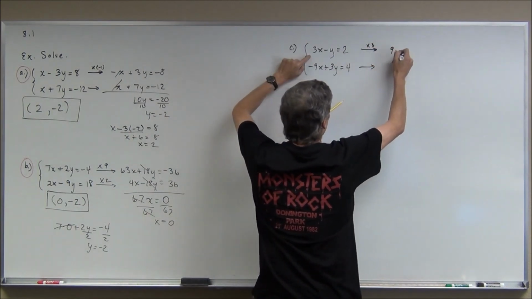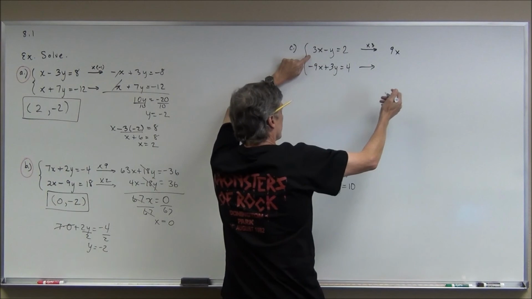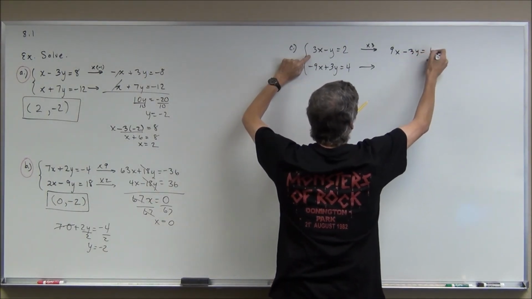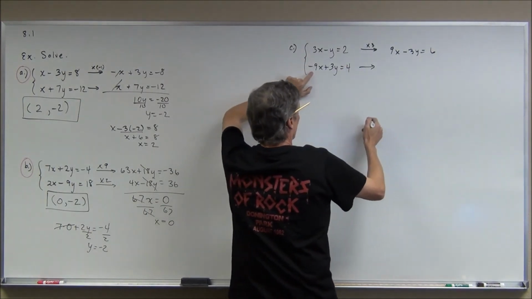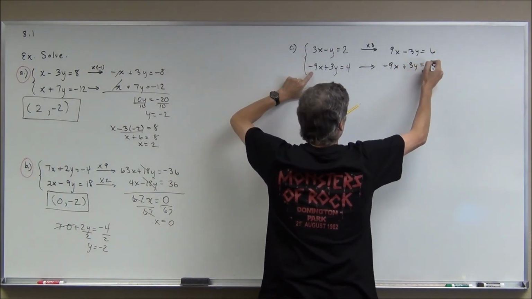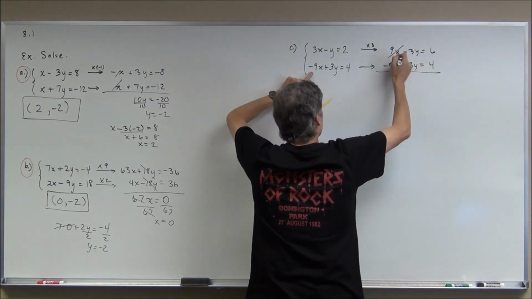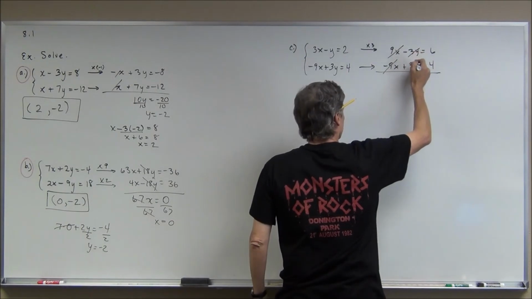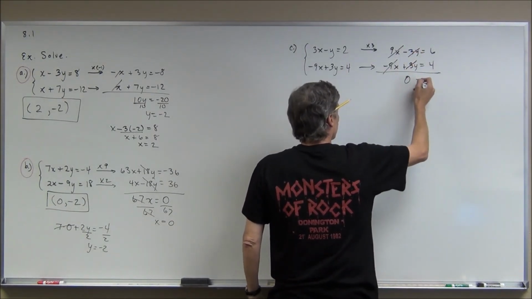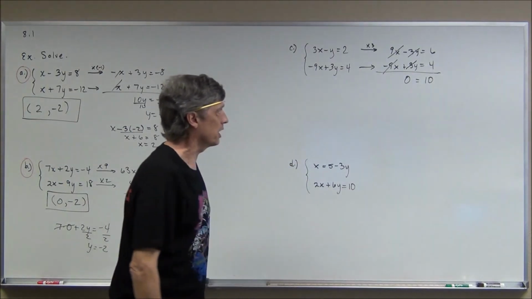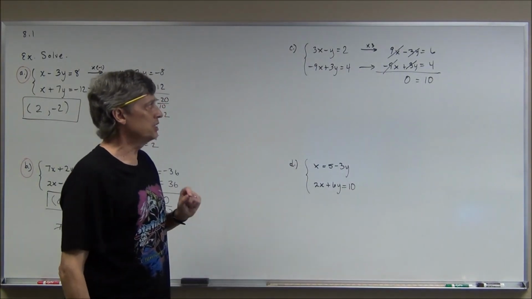I'm going to get 9x, it's so convenient when they're already in standard form. 9x minus 3y equals 6. Don't forget to multiply the constant, and over here, this stays the same. And it looks like, yes, my x's are going to cancel out. But not only do the x's cancel out, the y's cancel out. So I get 0 on the left side, I have 10 on the right side, which is clearly a false statement. It's a contradiction.